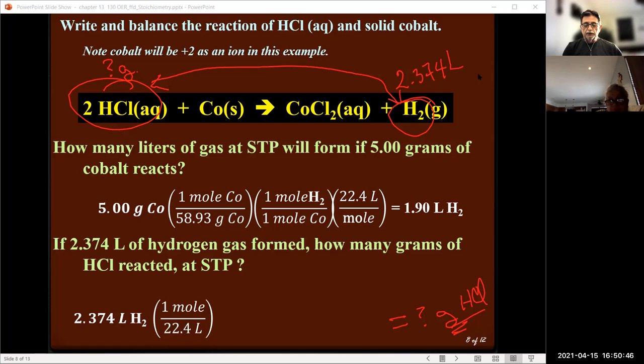First step, obviously, we are at STP. We have 2.374 liters of hydrogen gas. We need to convert that to moles. Like I stated, we got to get to moles. Regardless if you start with liters or grams, we got to get to moles. And we use that conversion factor because we are at STP. If that STP was missing, you could not answer the question because you don't have enough information.